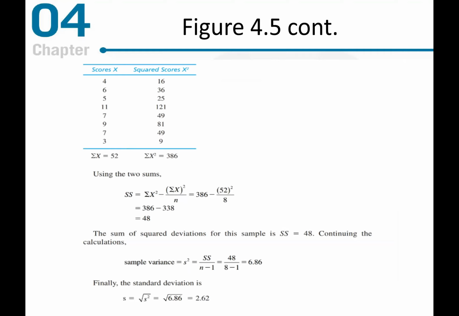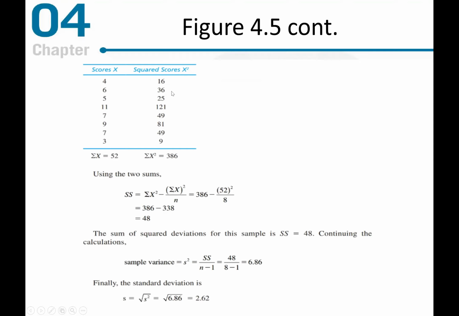All right, so now we're working with a sample of scores, and we're going to be using the computational formula. So here are the scores. We're going to add up all those scores. That gives us 52.